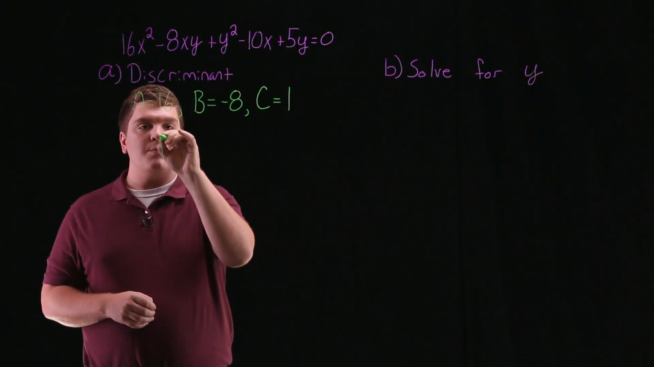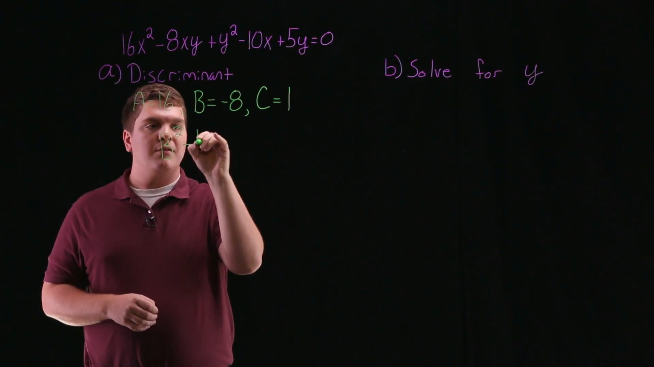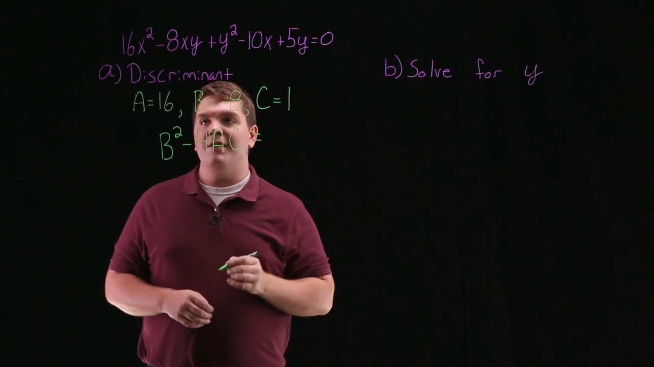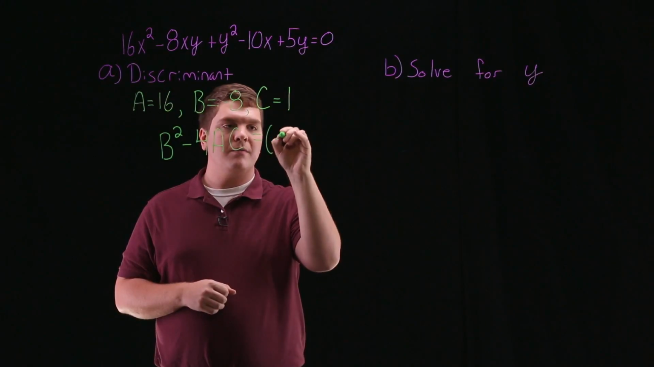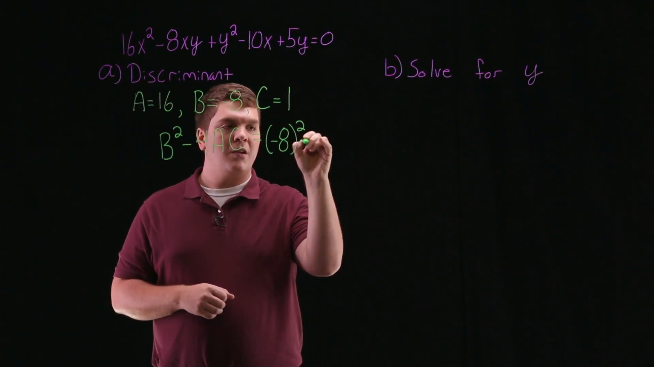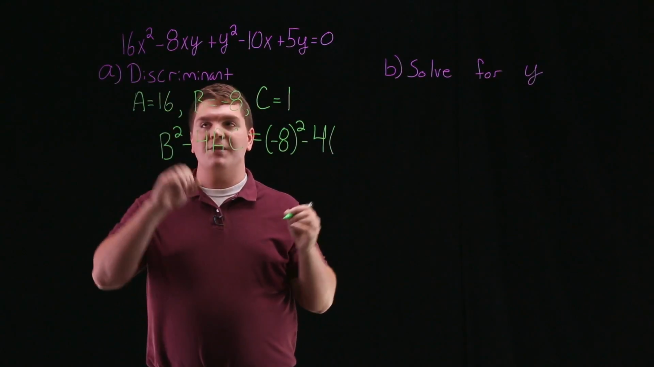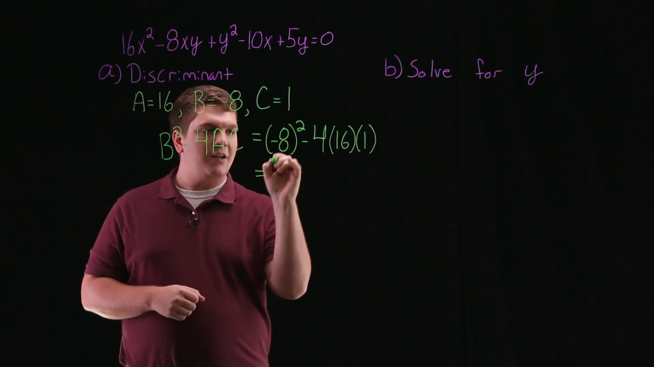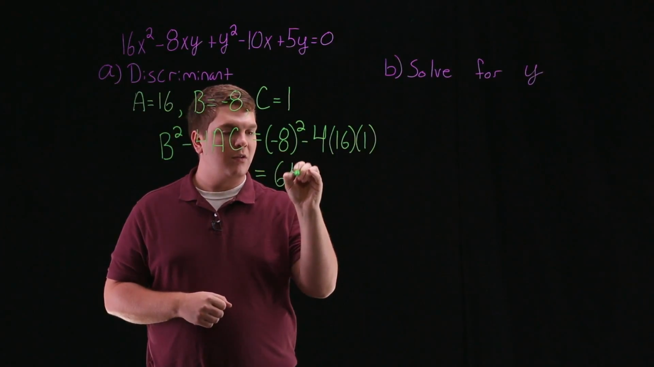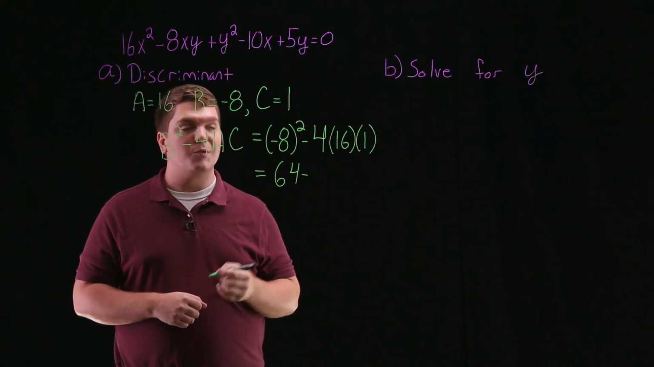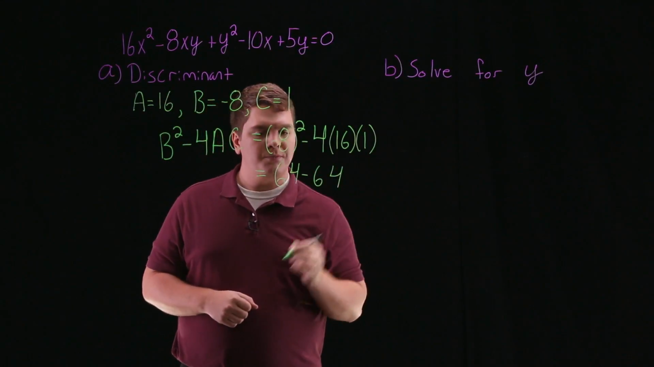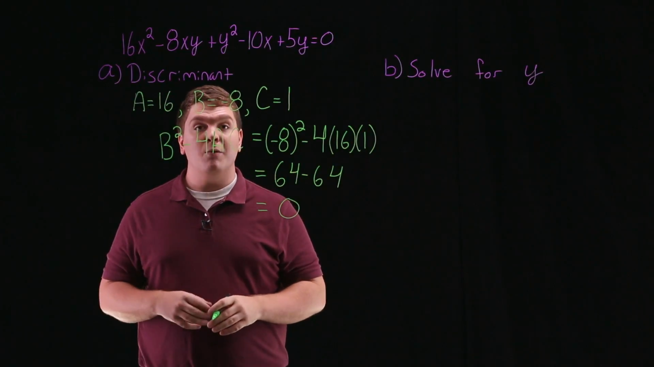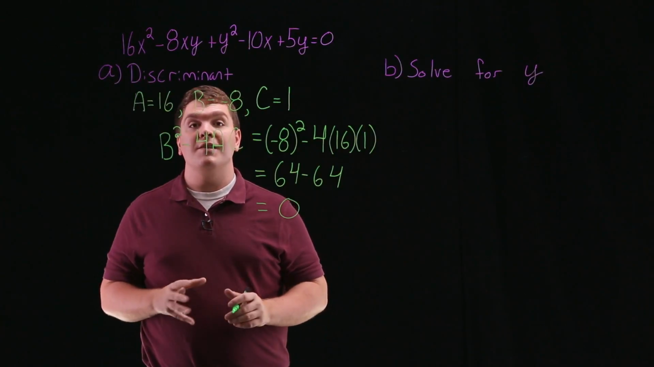So the discriminant is b squared minus 4 times a times c, which in this case is going to be -8 squared minus 4 times 16 times 1. So -8 squared is 64 minus 4 times 16 times 1, which is 64. So this is equal to 0. Now, since the discriminant is equal to 0, we can say that this is a parabola.